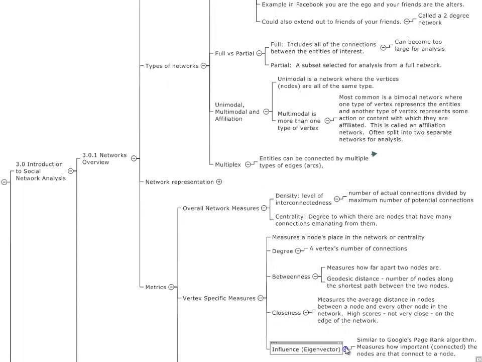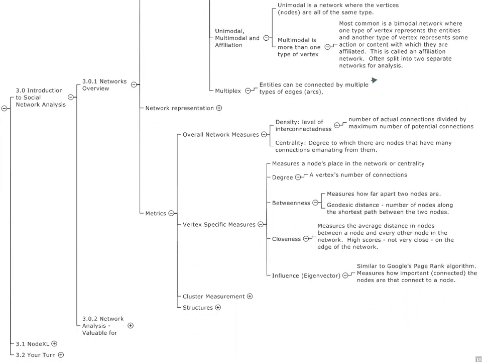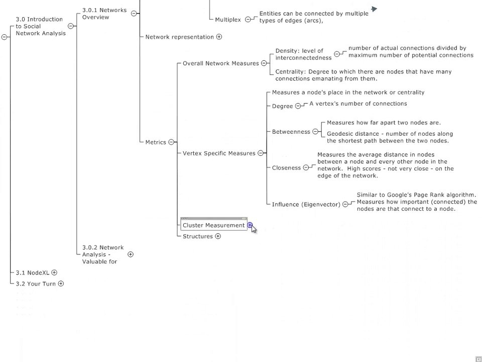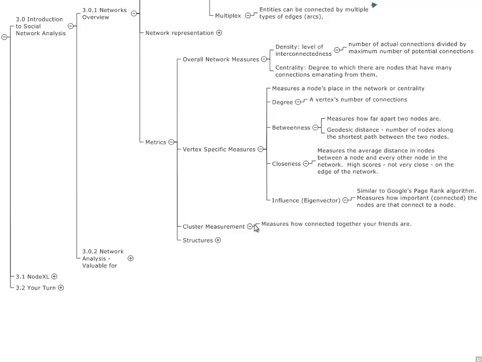You can measure the influence of a node. This is similar to Google's PageRank algorithm, and it measures how important the connections into a node are, and that's exactly what PageRank does for Google. It's also called eigenvector. You'll see that word a lot, and that's just a mathematical way of calculating a number that provides an importance measure for a particular node, based on how important the nodes connected to it are. You can also do a cluster measurement, and that just measures how connected together your friends are.